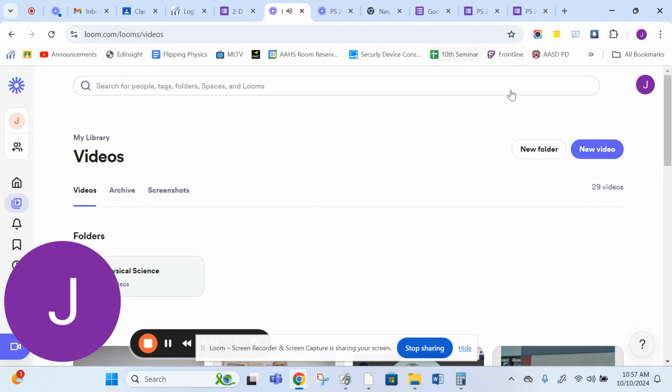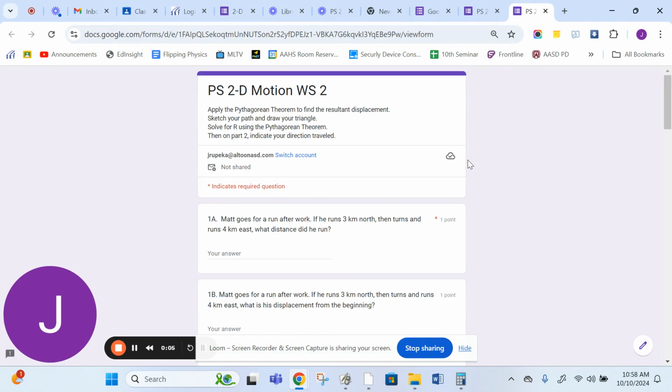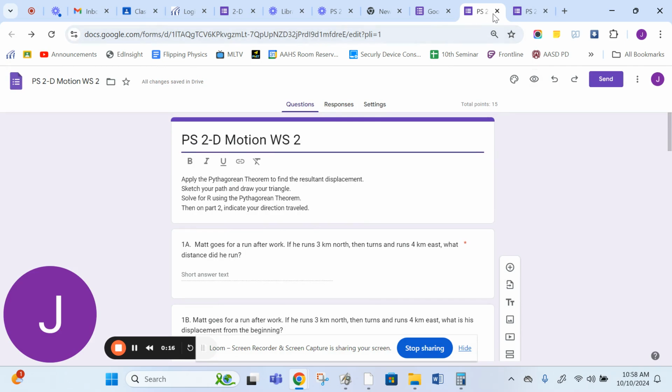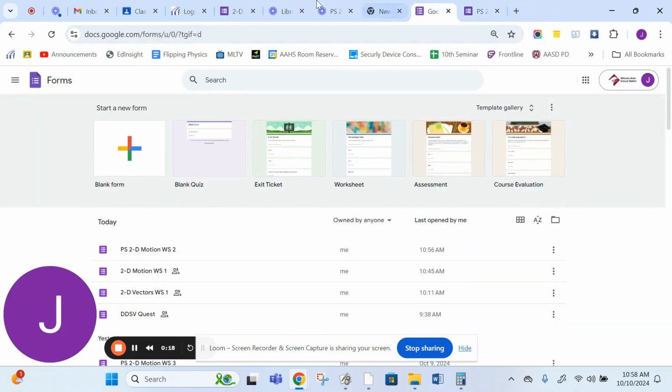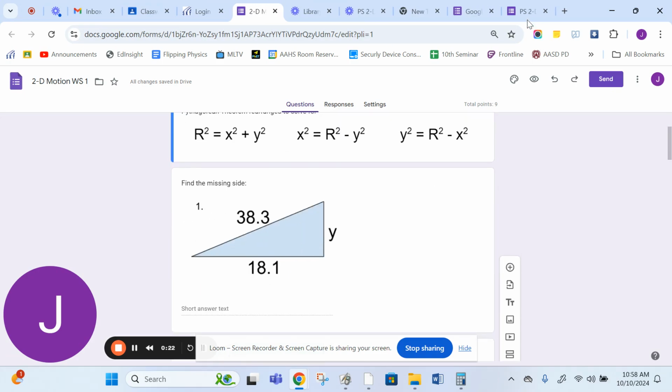Okay, everyone. Today is our assignment on 2D motion worksheet number 2. Now, as I take a look at this, how does this relate to worksheet number 1, which had triangles, to worksheet number 2, which doesn't have anything? All it has is some words. So how does this necessarily apply?